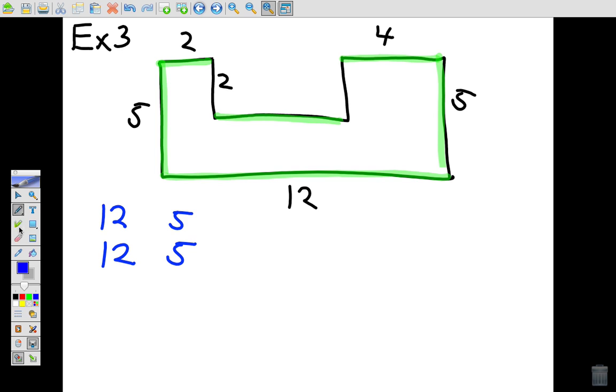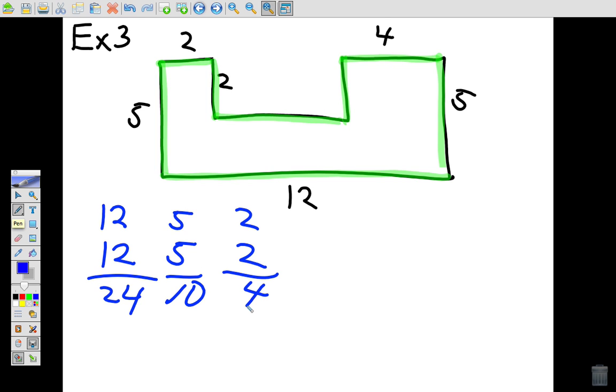Now, have I accounted for all the sides of this object? And the answer to that is no, because this is 2, which means this is 2. So I have 2 more 2's. So I have a 24, I have a 10, and I have a 4. So 24 and 10 is 34, add 4, 38 units. So whatever this measurement would be, inches, feet, maybe miles, it's 38 units. And notice that we accounted for all the sides of the object.